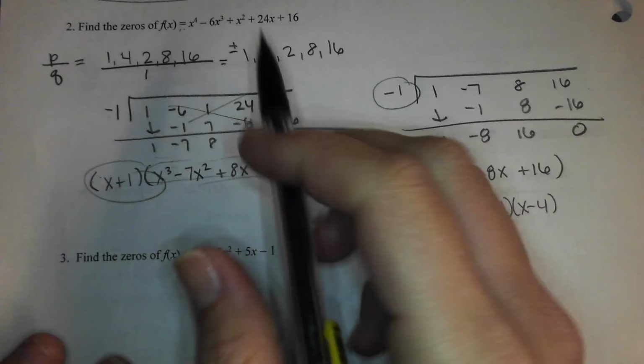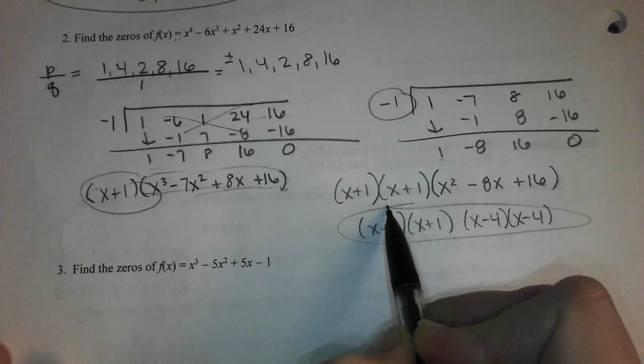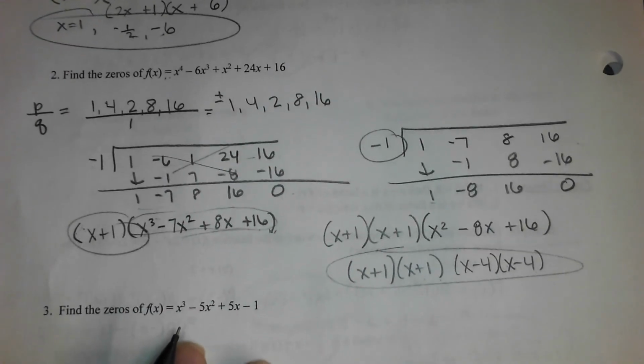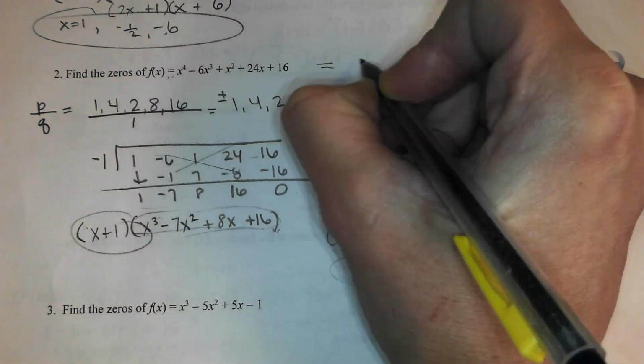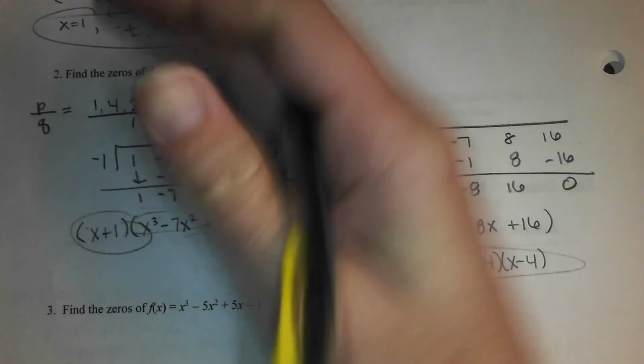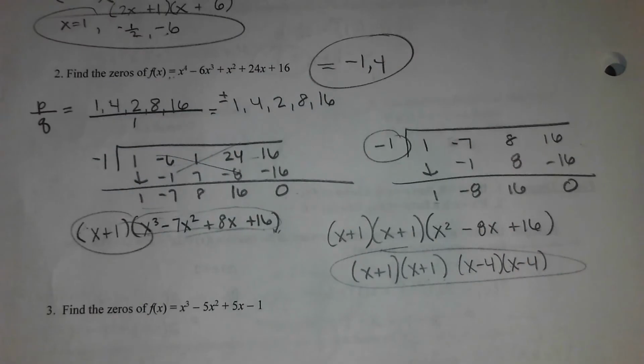So, your zeros. There are 2 ways they can ask this. They can say factor, in which case this would be our answer. Or they can say what are the solutions, what are the x-intercepts, what are the zeros, in which case our answers are negative 1 and 4. Just make sure you answer the question. Don't give me factors if they're asking for zeros, and don't give me zeros if they're asking you to factor.